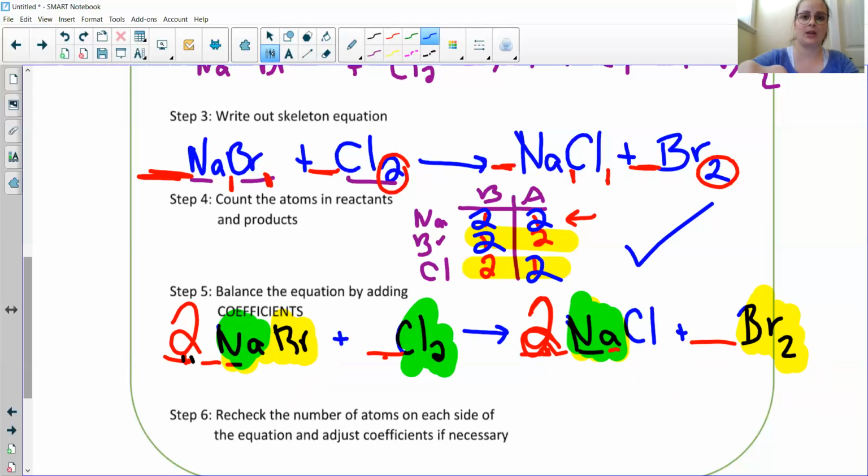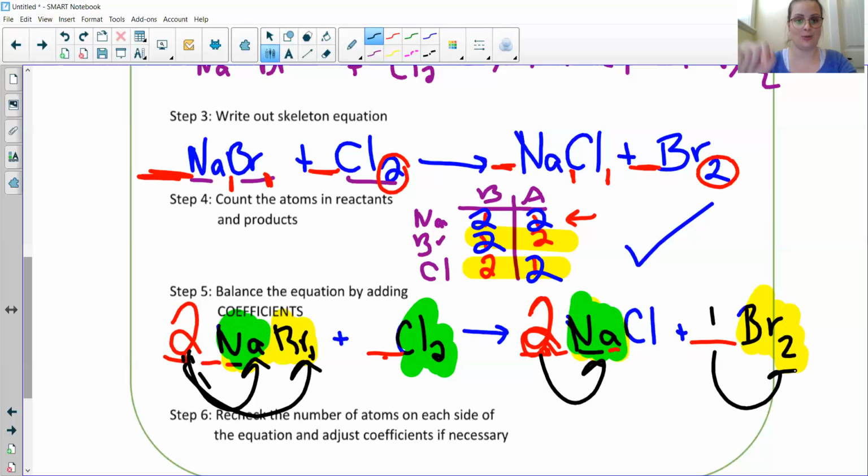So I have 2 sodiums, 2 sodiums, 2 bromines, because there's a little 1 there, and it's 2 times 1, 2 bromines. I have 1 times 2, so I have 2 bromines there as well. I have 2 chlorines, and I have 2 times the 1, I have 2 chlorines. So I have 2 of everything now. Nothing got spontaneously created and nothing got spontaneously destroyed.